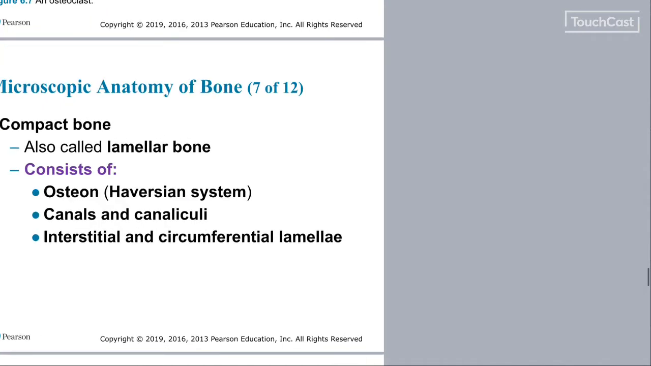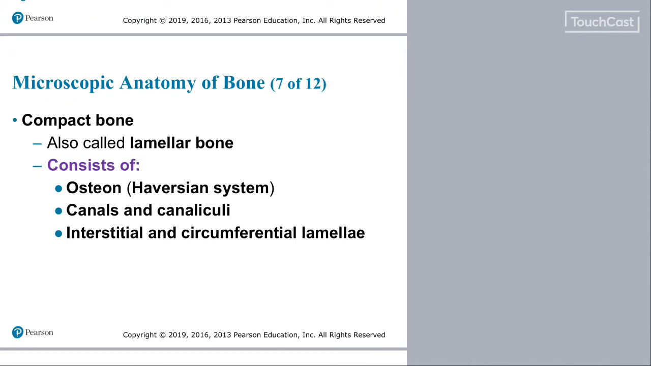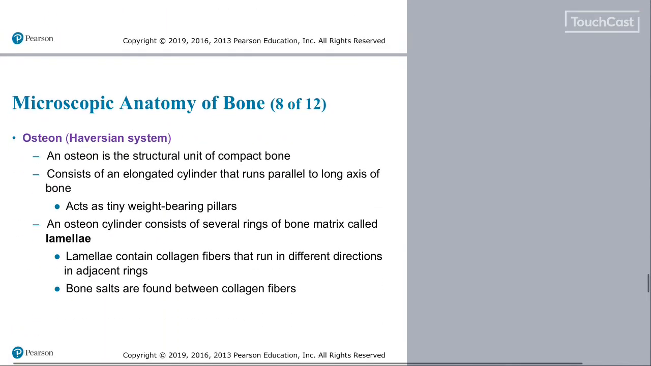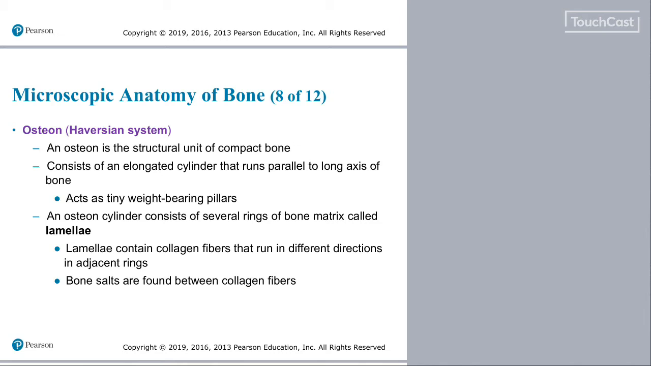Okay. So our compact bone, we sometimes also are going to call that lamellar bone. So what we see in our compact bone are a series of osteons, canals and canaliculi, and interstitial and circumferential lamellae. So remember, our lamellae are kind of like the rings on a tree. Okay, so an osteon is the structural unit of the compact bone that consists of those cylinders, or the lamellae, that run parallel to the long axis.